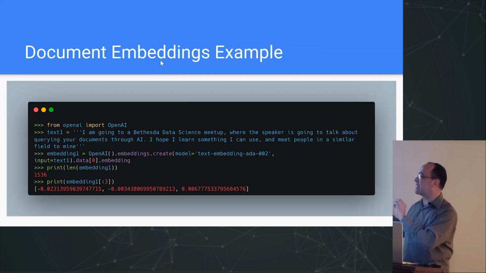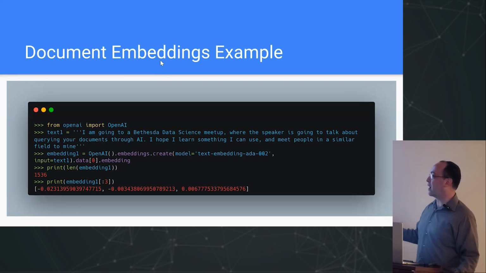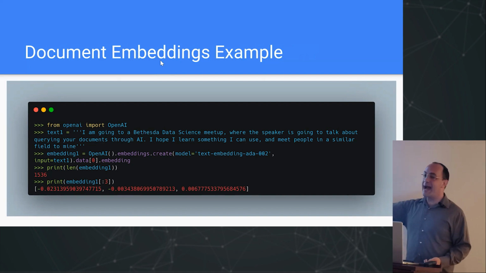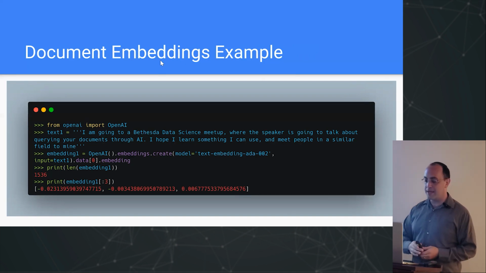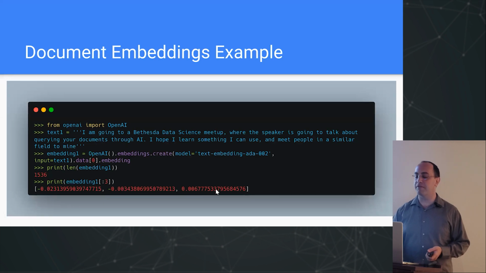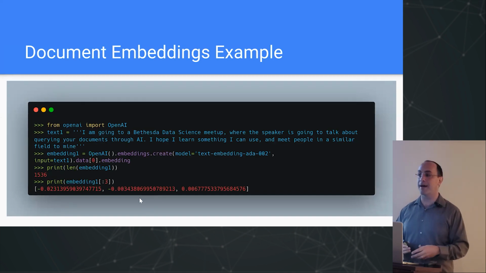I know this is a little bit in detail. I'm just going to give two last examples because I think embeddings is a really important way to understand what's going on. I made a text about going to a Bethesda data science meetup where a speaker is going to be talking about RAGs. I asked OpenAI to embed it. And you can see here, it created a length 1,536 vector. And this is just an example of the first 3 elements of the vector. These are numbers. It's not really clear what they mean, but ultimately they are representing something about the meaning of this.